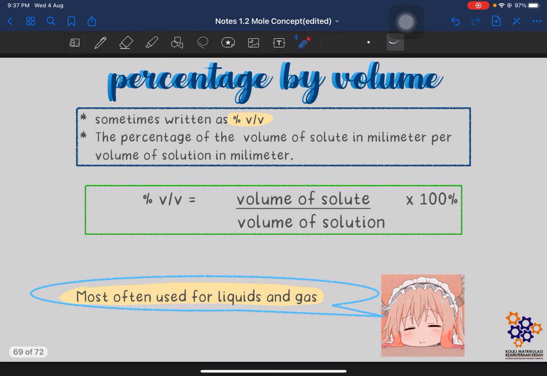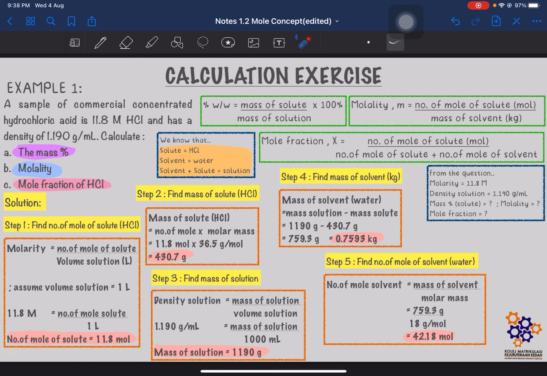Okay, next we go to the final concentration term in your syllabus, which is percentage by volume, or we can write it as percentage V over V. The percentage by volume is the percentage of volume of solute in milliliter per volume of solution in milliliter. So percentage by volume is equal to volume of solute divided by volume of solution times 100%. And this one is often used for liquids and gases. Because they have volume, we usually use percentage by volume for these two, liquids and gases.